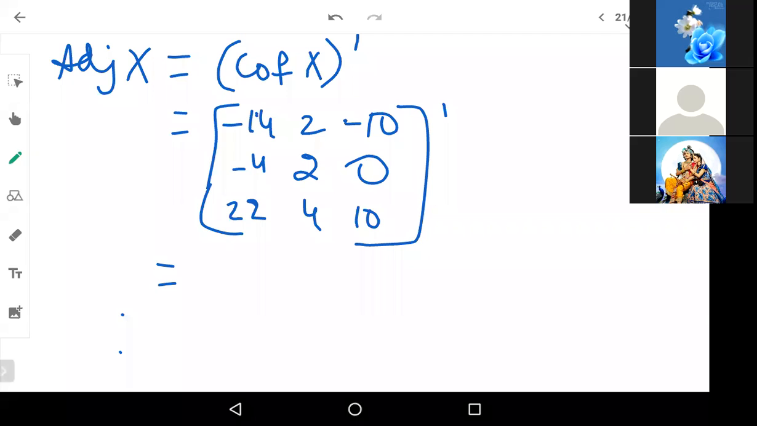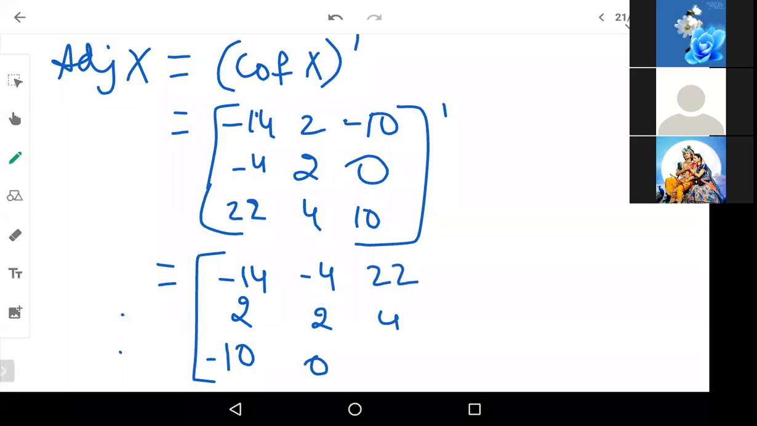Transpose. So your first row will become the first column. So what is the first row? Minus 14, 2, minus 10. And then second row will become second column. That is minus 4, 2, and 0. Third row will become third column, 22, 4, and 10. So this is adjoint of x.